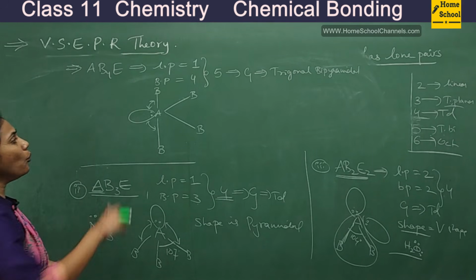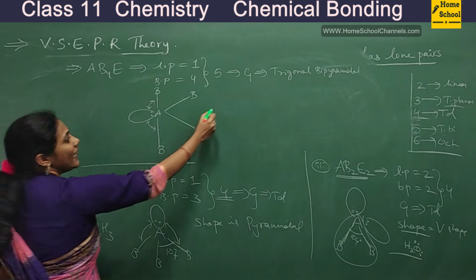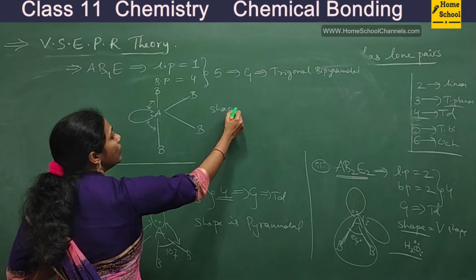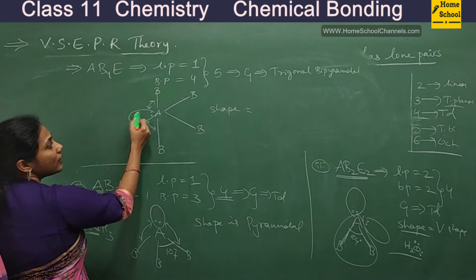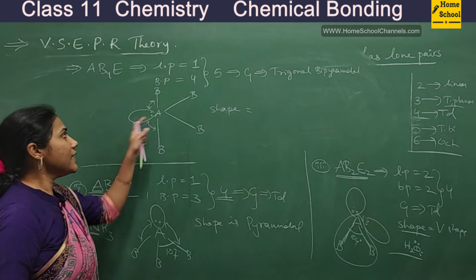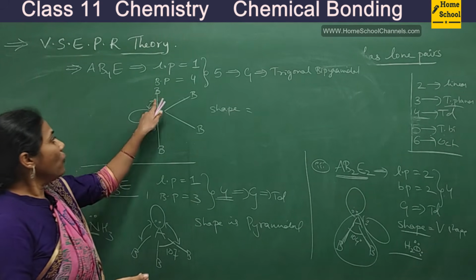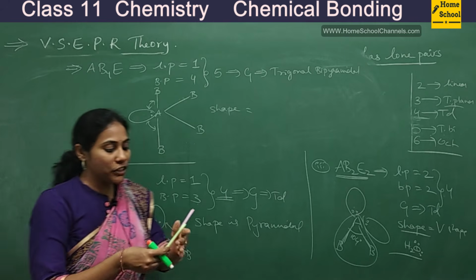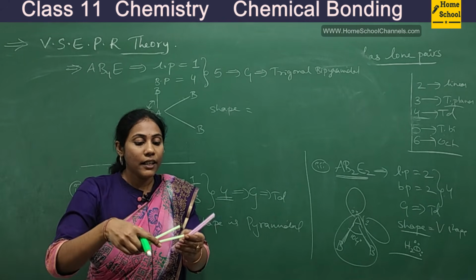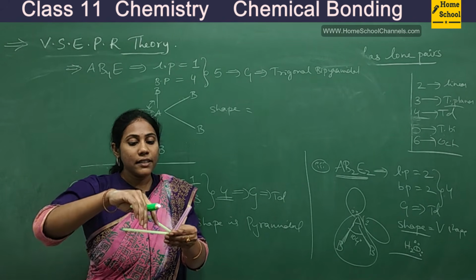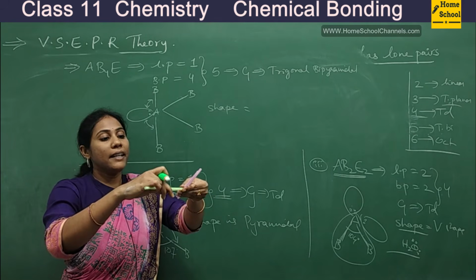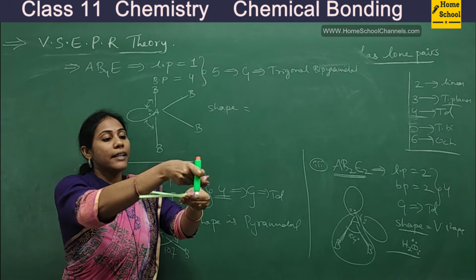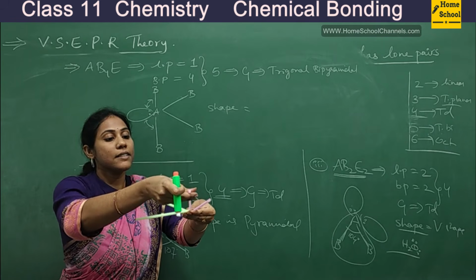Okay. So now what is the shape? So for telling a shape, what did I tell you? For telling a shape, we don't consider this lone pair, right? So now what is this shape? Imagine, see here. So this is, see guys, this is one bond pair, another bond pair. Okay, so the third bond pair is something like this.